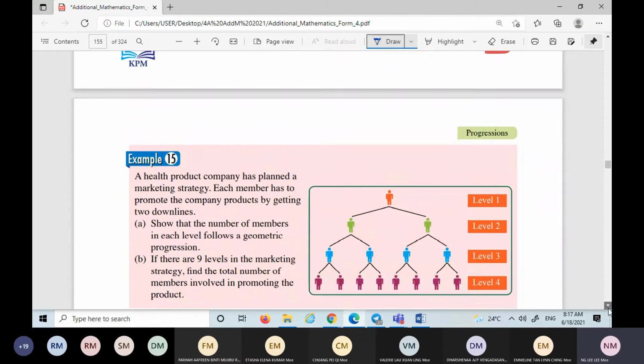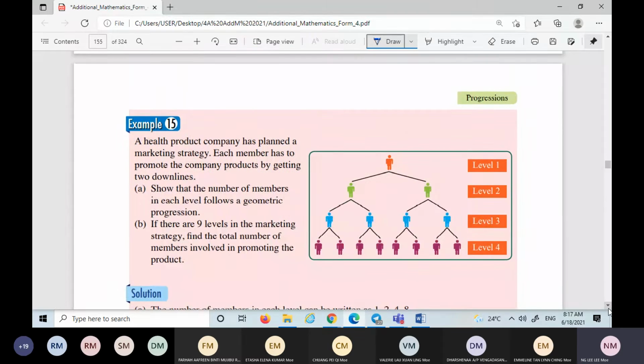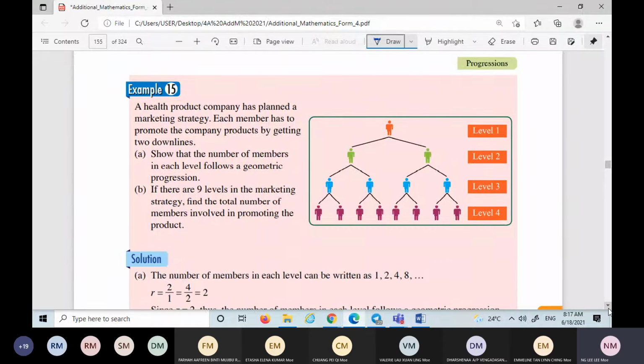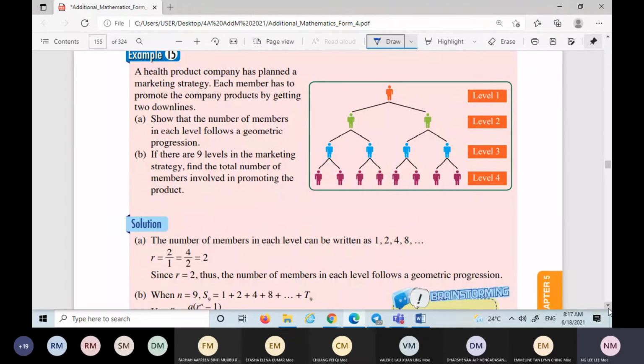Okay, this is example 14. Now we come to example 15. Go through this example for a while.